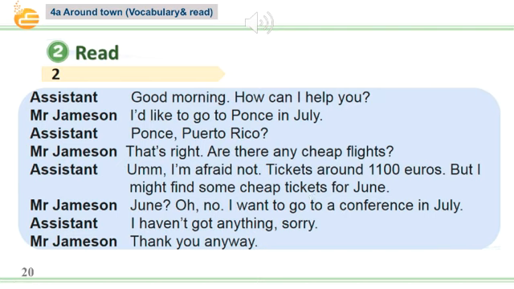Between the assistant and Mr. Jameson. 2. Good morning. How can I help you? I'd like to go to Ponce in July. Ponce, Puerto Rico? That's right. Are there any cheap flights? I'm afraid not. Tickets are around 1,100 euros. But I might find some cheap tickets for June. June? Oh no. I want to go to a conference in July. I haven't got anything, sorry. Thank you anyway.